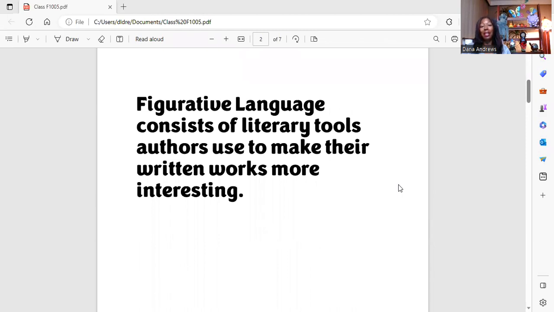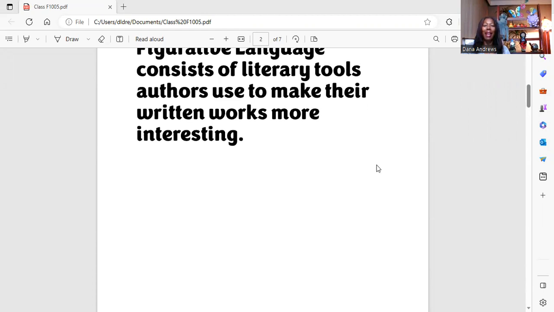Figurative language consists of literary tools authors use to make their written works more interesting. So, whether it be a story or any piece of writing that you come across, maybe just a fun reading book for school, the author may have used figurative language to make it exciting for you to keep reading it.